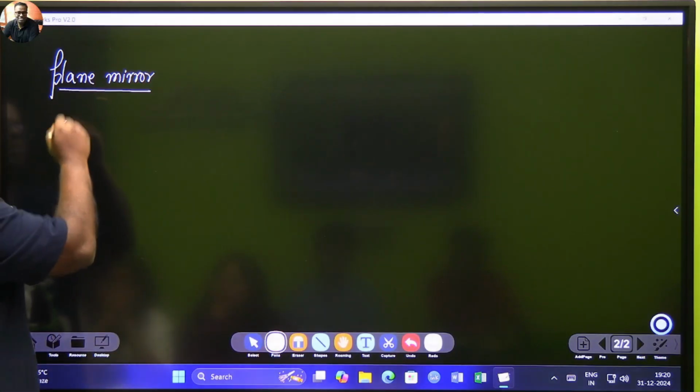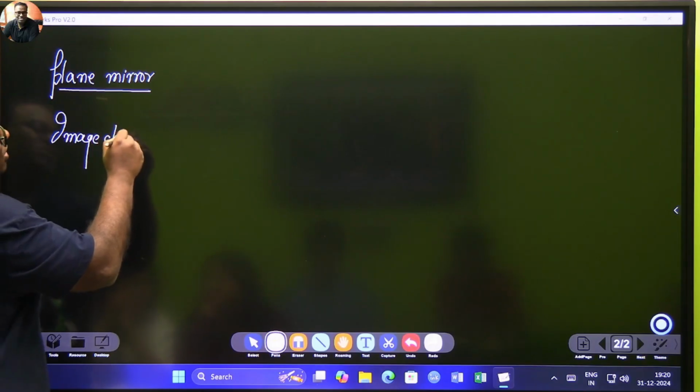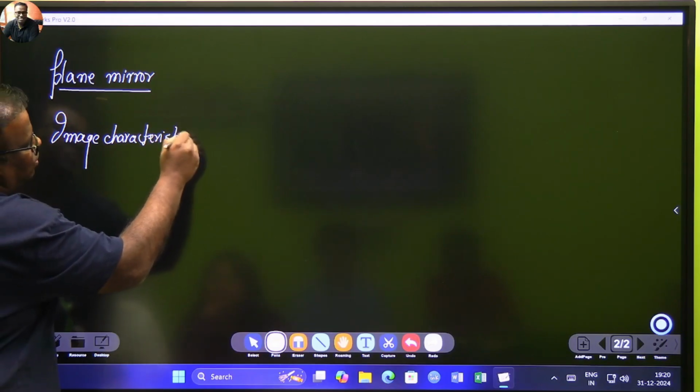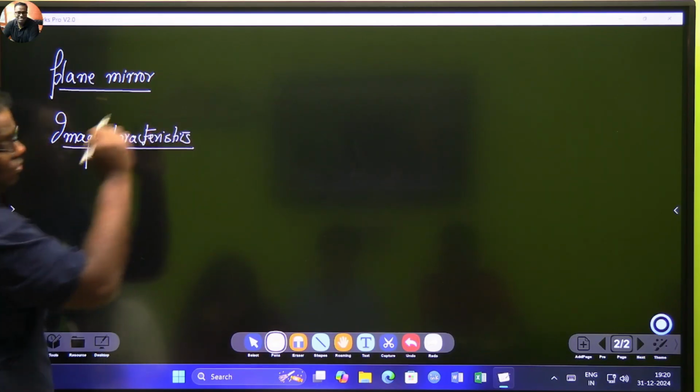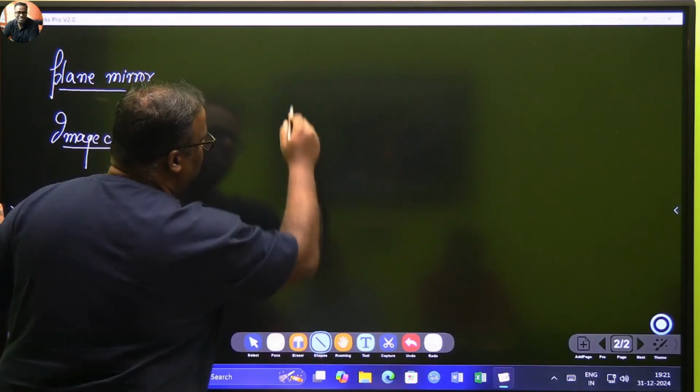Today we'll see image characteristics. Now this may differ a little bit from your book, but if you remember this, you'll remember everything. Image characteristics of a plane mirror. So how to understand the plane mirror the best way? Well, it is the same mirror.